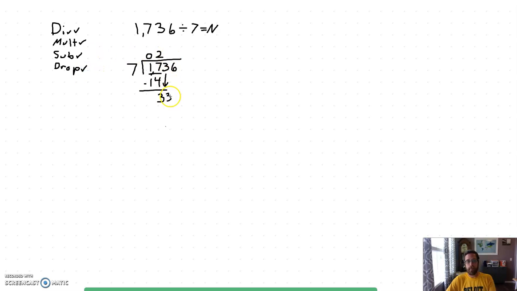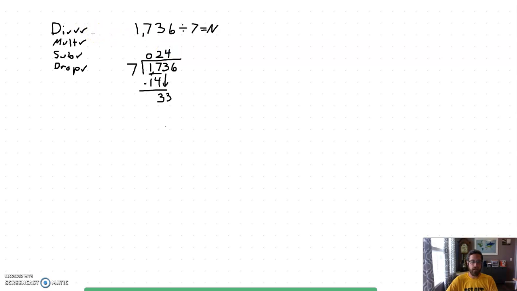Now, I don't have all my place values filled, and my remainder would be greater than my divisor, so I have to keep going. Now I divide again. What did I just write? I dropped my 3 to make this a 33, so I'm dividing 33 by 7. How many times does 7 go into 33 without going over? Well, that would be 4.